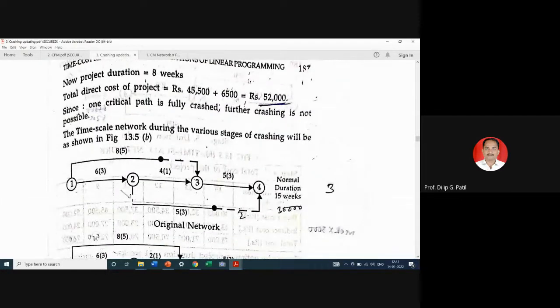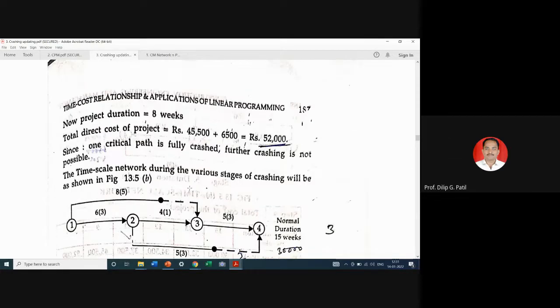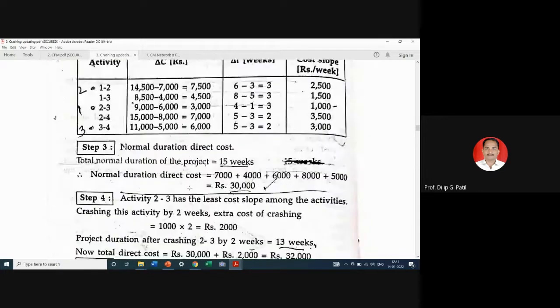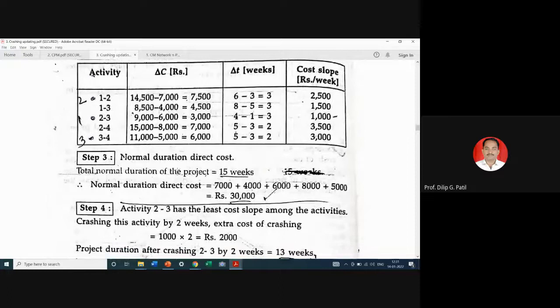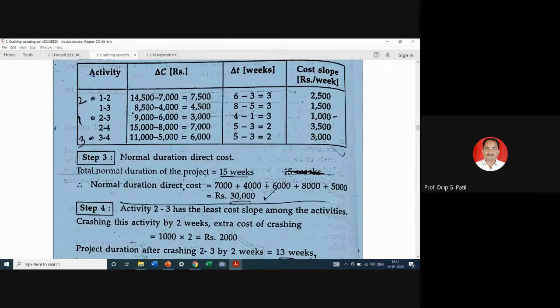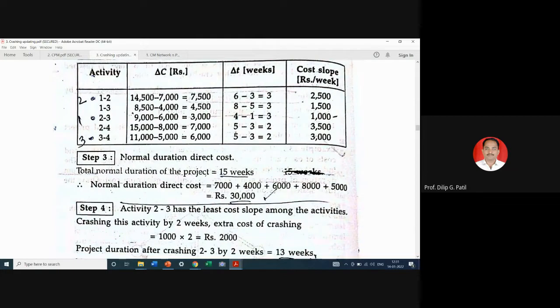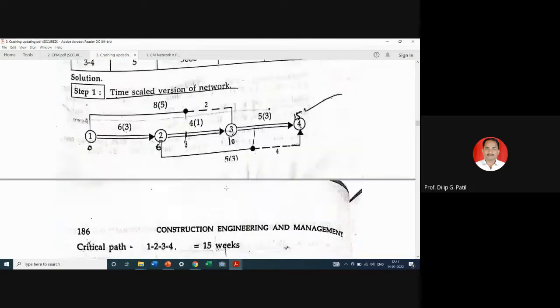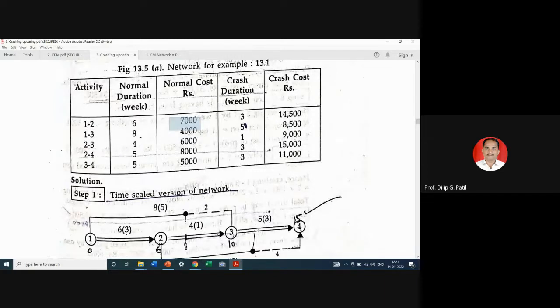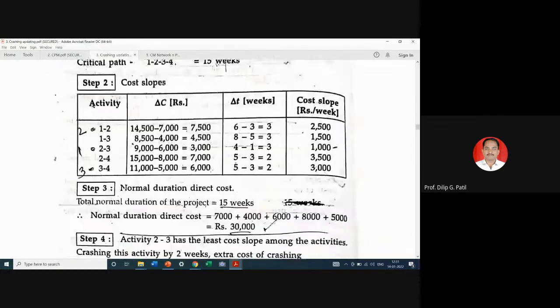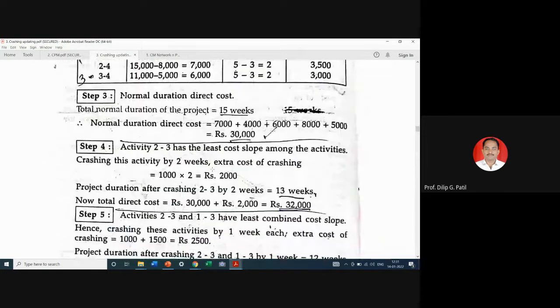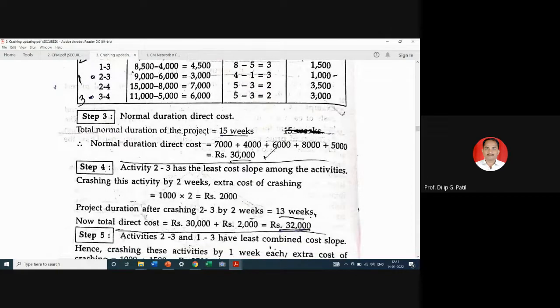So normal duration is 15 weeks, बरोबर आहे. नॉर्मल प्रोजेक्ट कॉस्ट काढायची आहे आपल्याला पहिल्यांदा. Total normal duration of the project is 15 weeks. Normal duration direct cost किती आलेली आहे बघा. या सगळ्या ज्या कॉस्ट आहेत नॉर्मल ड्युरेशनच्या, नॉर्मल कॉस्ट त्यांची बेरीज करायची आहे आपल्या सगळ्यांची. 7, 4, 6, 8 प्लस 5000. कारण की हा नॉर्मल ड्युरेशनची कॉस्ट असणार आहे, बरोबर आहे. ते बेरीज केली आपण, दॅट इज 30,000.